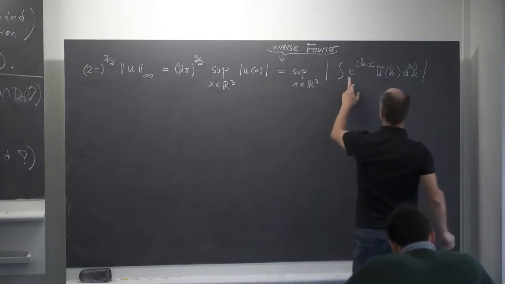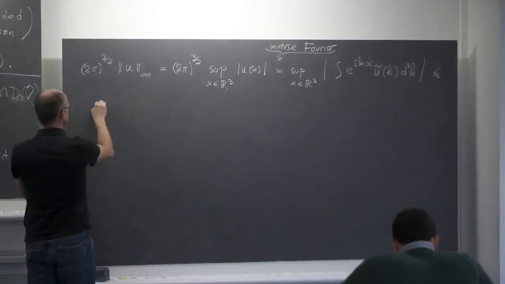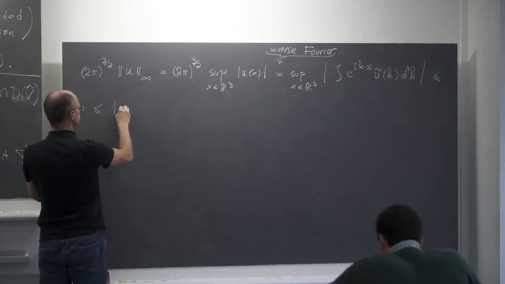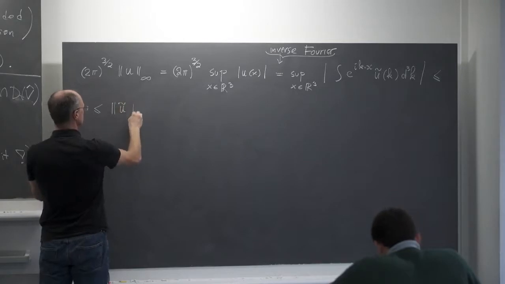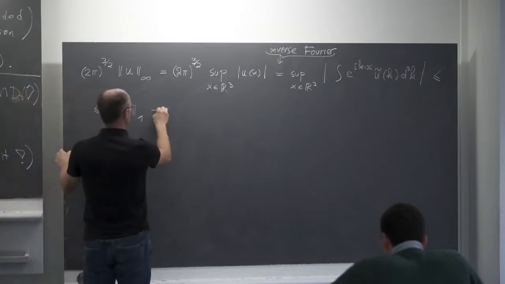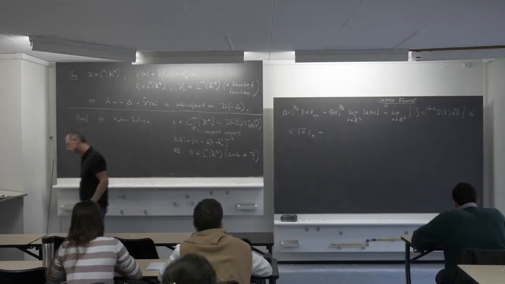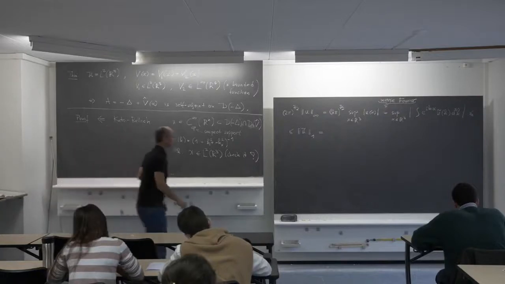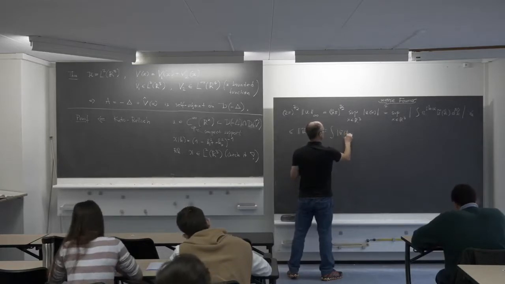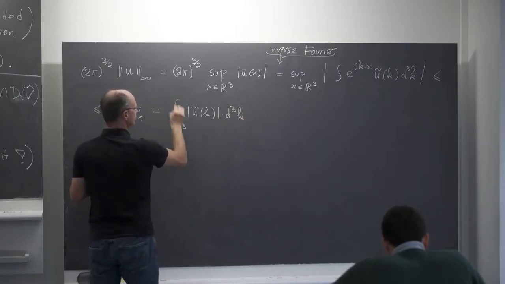Okay. Now let's estimate this. That's estimated by the one norm of u tilde, which is equal to the integral of the absolute value of u tilde of k d3k over R3, right?